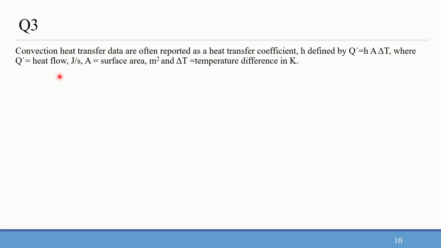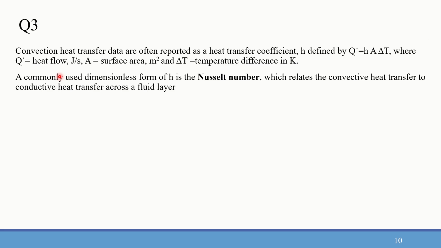So if Q is equal to H into A into delta T, here Q means heat flow in joules per second and A is the surface area. So since it is area, its unit is meter square, and delta T is the temperature difference. So here it is Kelvin. So this is the statement.